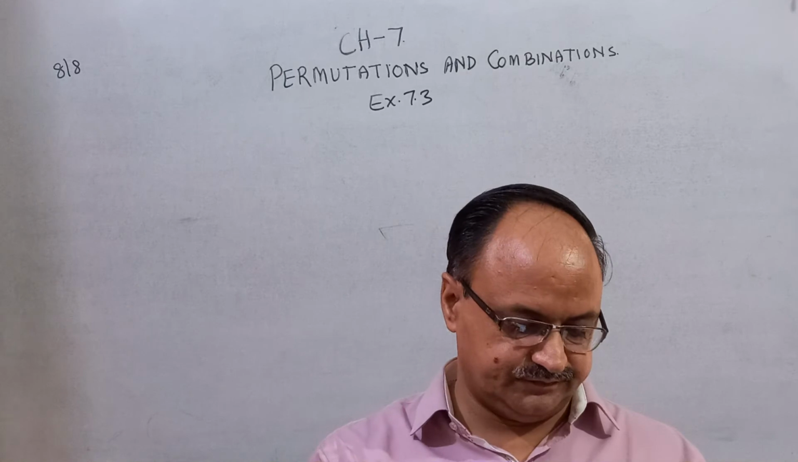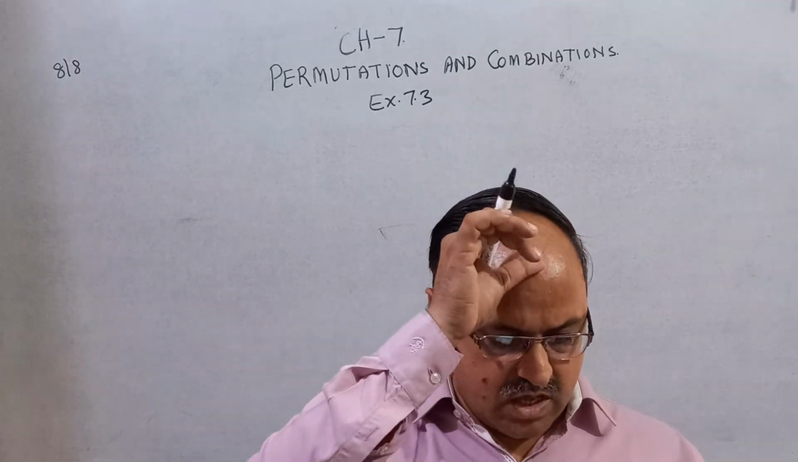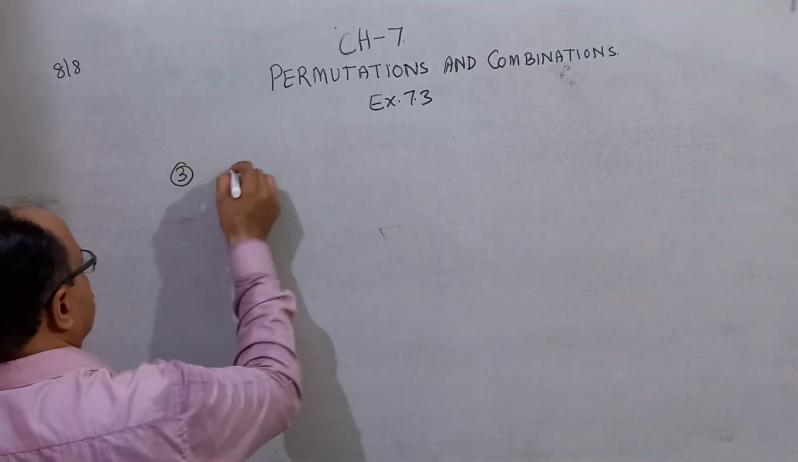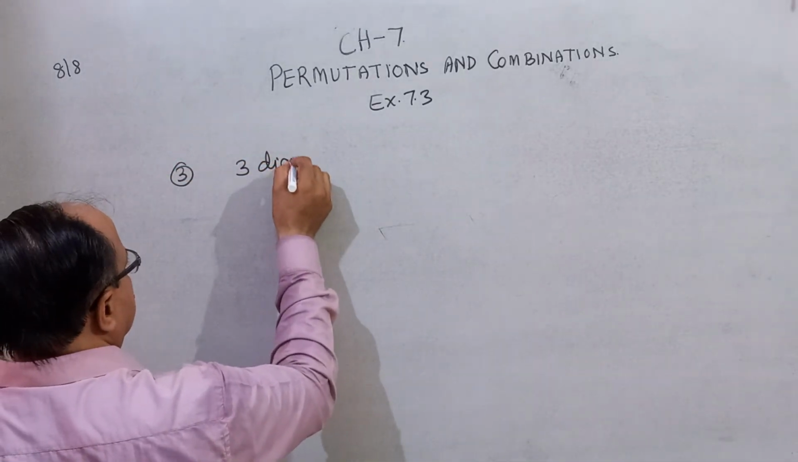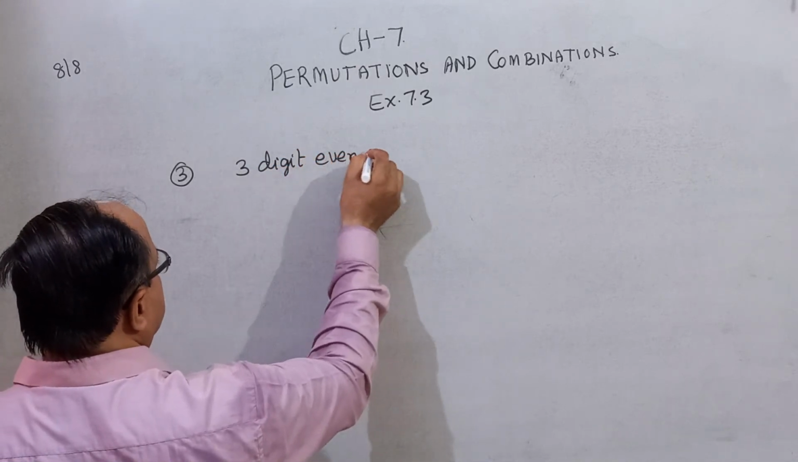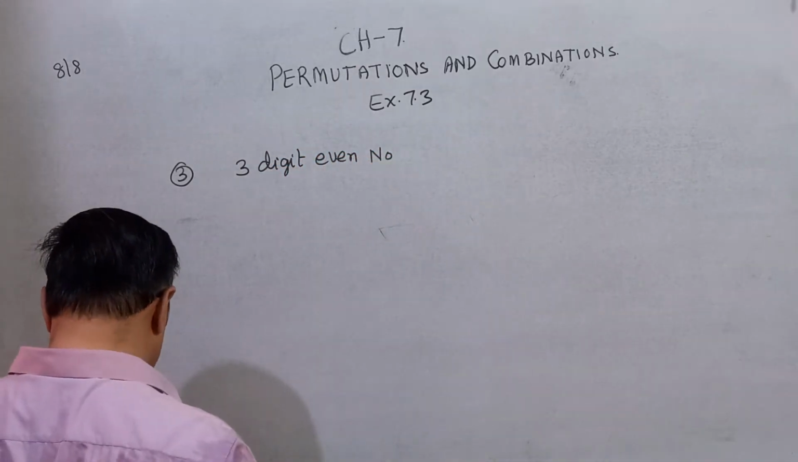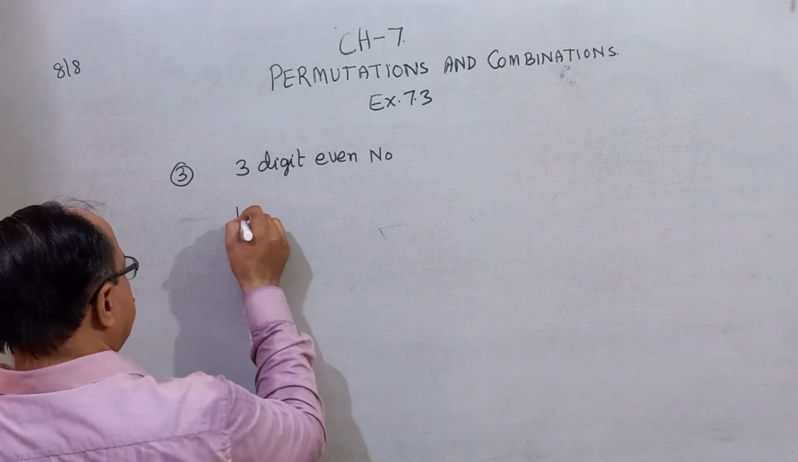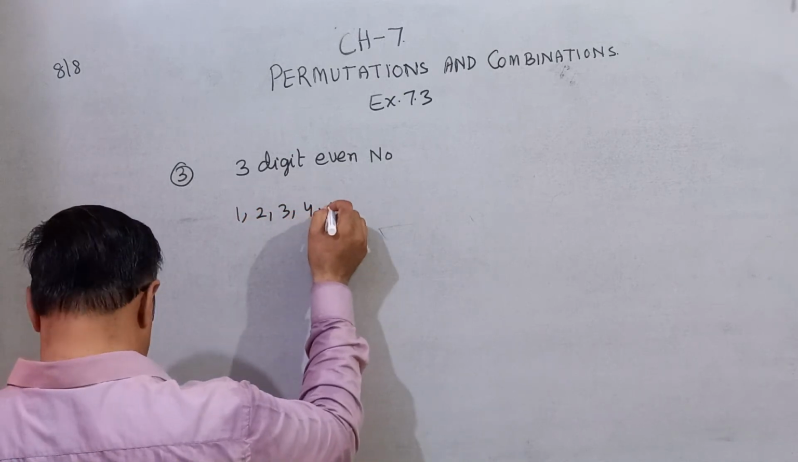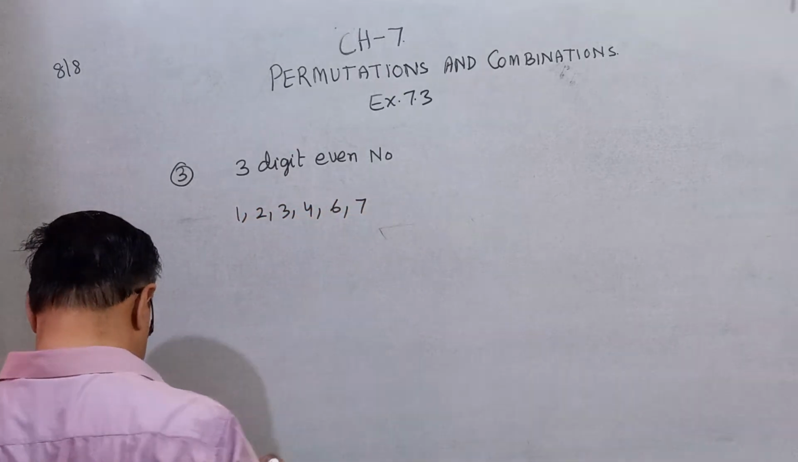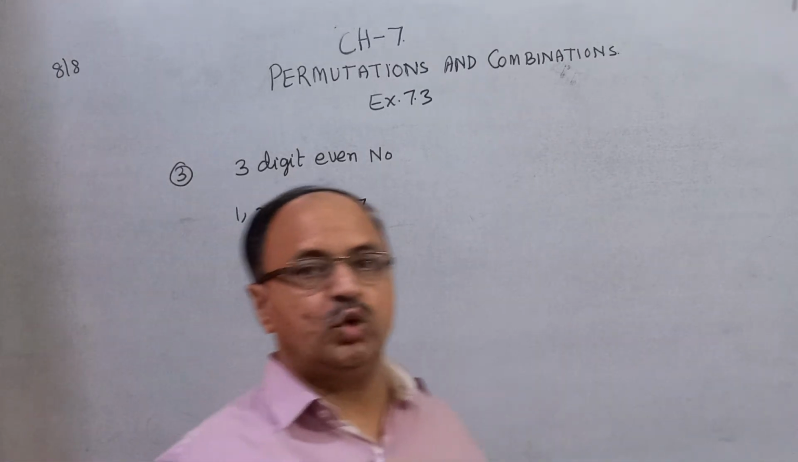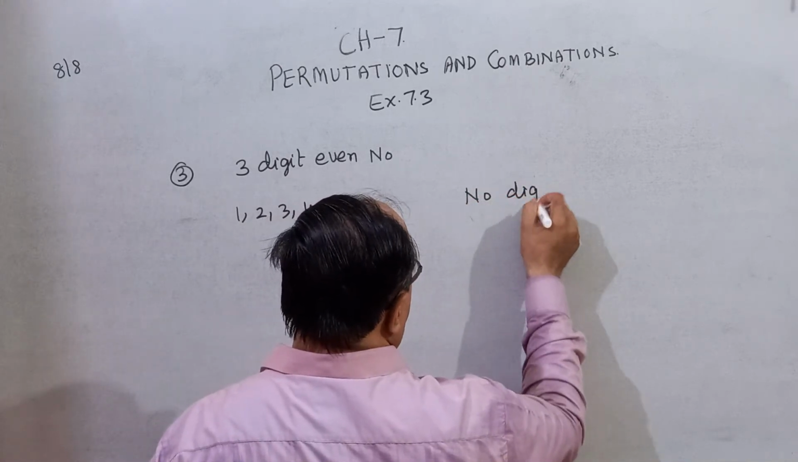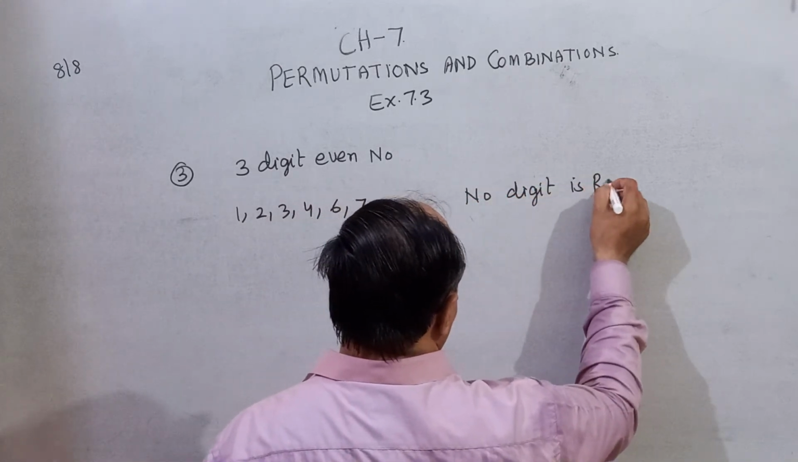Question number 3. How many 3-digit even numbers can be made using the digits 1, 2, 3, 4, 6 and 7, and no digit is repeated? Condition: no digit is repeated.